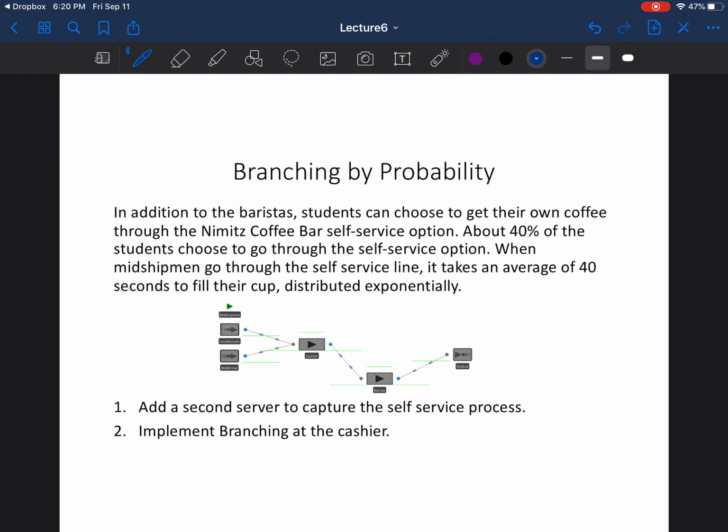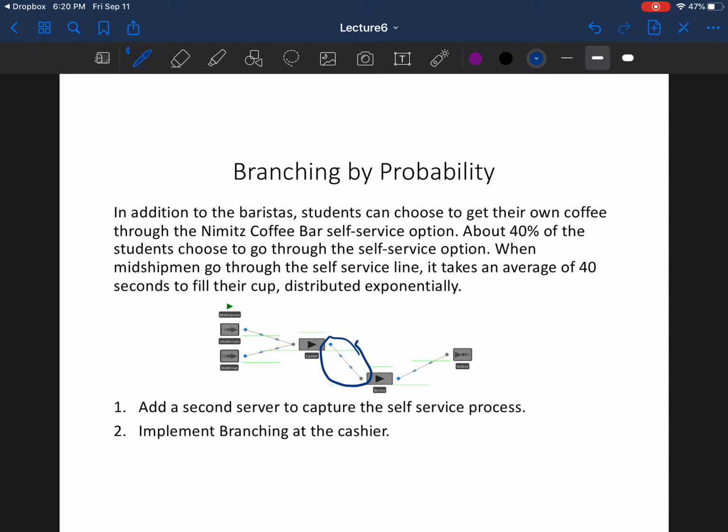Okay, so now we're going to talk about what's called a branching rule, and this is where having these connectors is really important. So if you don't have the connectors yet in your model, then you should really go ahead and get them, and send me an email if you have any problems putting those into your model. Okay, so we're going to talk about another kind of modeling thing. This is called branching by probability.